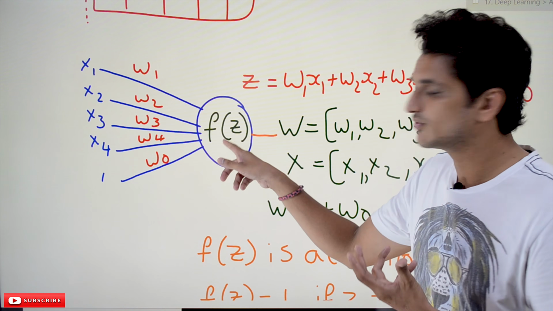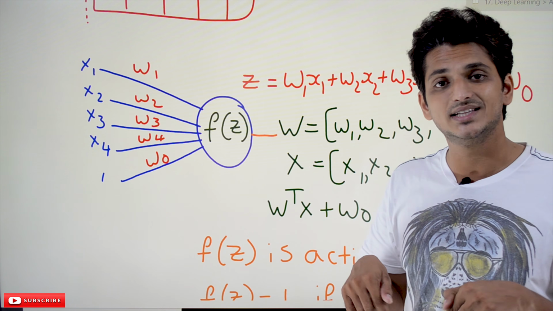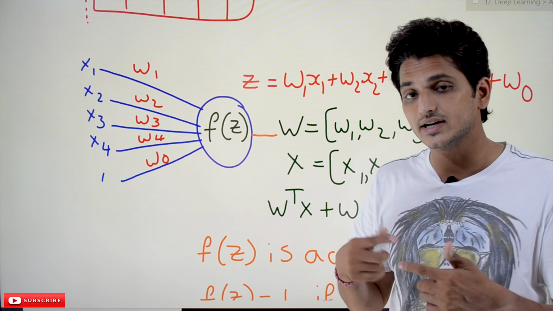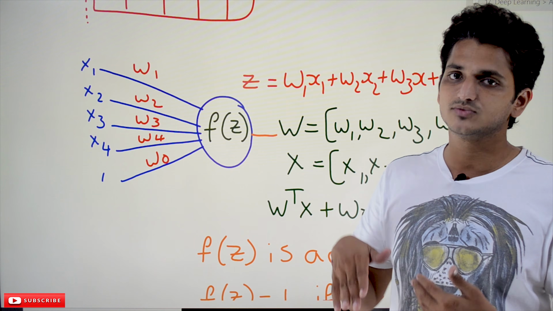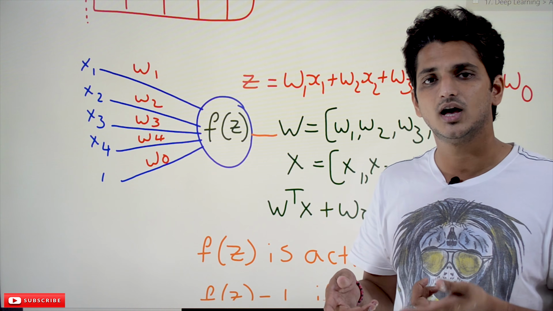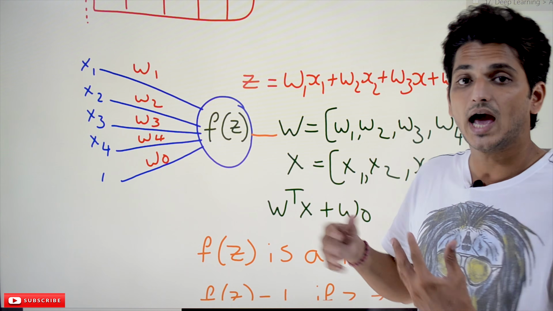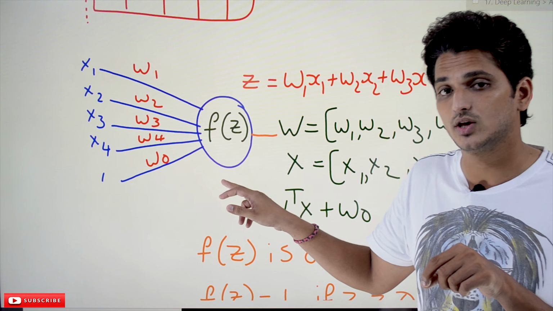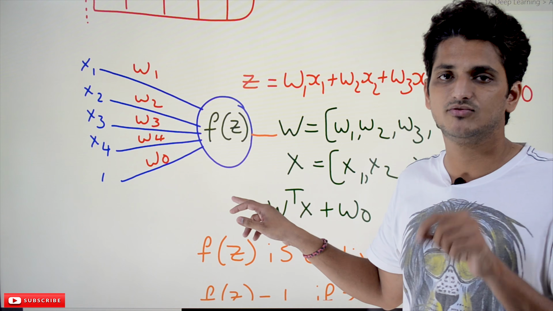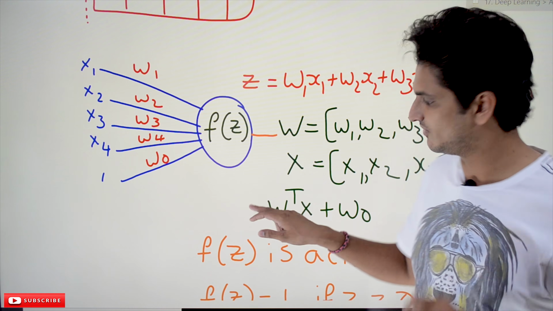This function we call the activation function. Why we need this activation function, how many different types of activation functions are available, and what are the benefits and drawbacks of those activation functions, we will discuss in our coming classes. For now, remember that for this value we will apply a function. That function we call an activation function. For understanding purposes we are taking a simple activation function here.